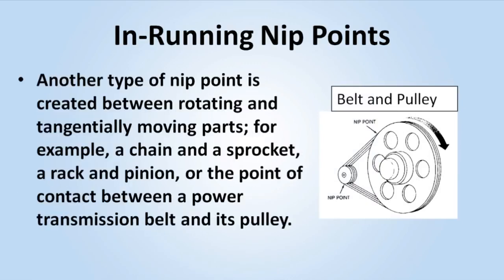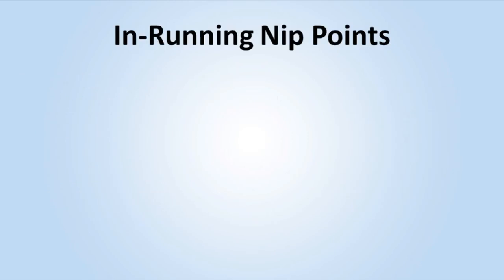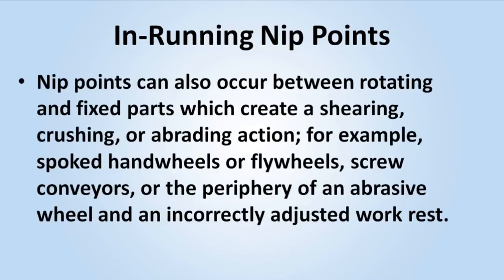Another type of nip point is created between rotating and tangentially moving parts. For example, a chain and a sprocket, a rack and pinion, or the point of contact between a powered transmission belt and its pulley. Nip points can also occur between rotating and fixed parts, which create a shearing, crushing, or abrading action. For example, spoked hand wheels or flywheels, screw conveyors, or the periphery of an abrasive wheel and an incorrectly adjusted work rest.